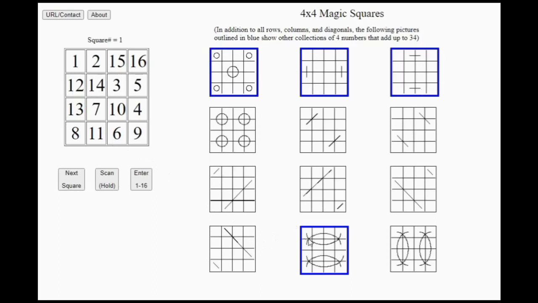Also, we have pattern 11, where we see these 4. All right, look at this. These 4 will add up to 34. These 4 will add up to 34. You see it? Interesting.